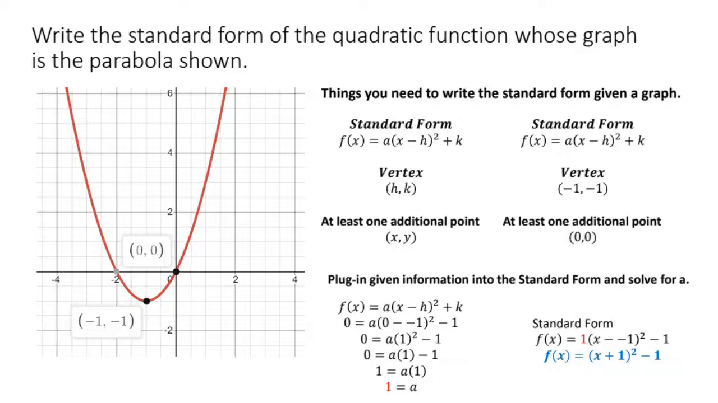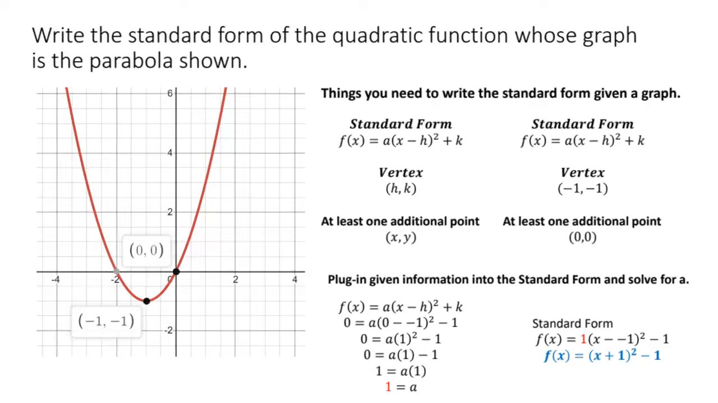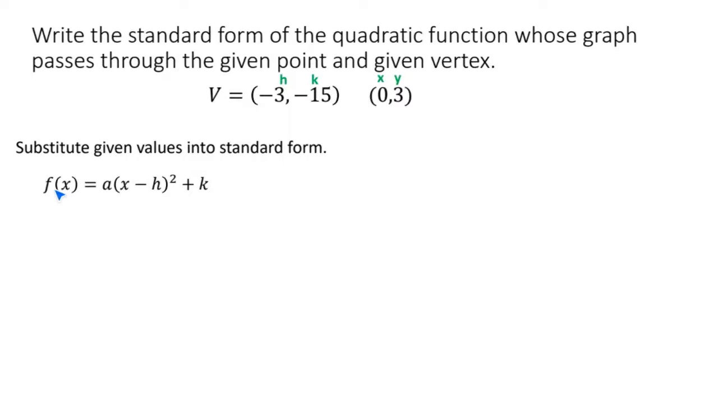Okay, so I have another one so we can make sure we get it. The only difference here is that they don't give you the graph, but they give you the information that you need, which is the vertex and a point. In our case, our point is (0, 3). So if I want to write it in standard form, I write down my standard form equation and plug in these values. I know this is h, I know this is k, and I know that this is my x and this is my y. So I'm going to plug in these 4 values into this equation.